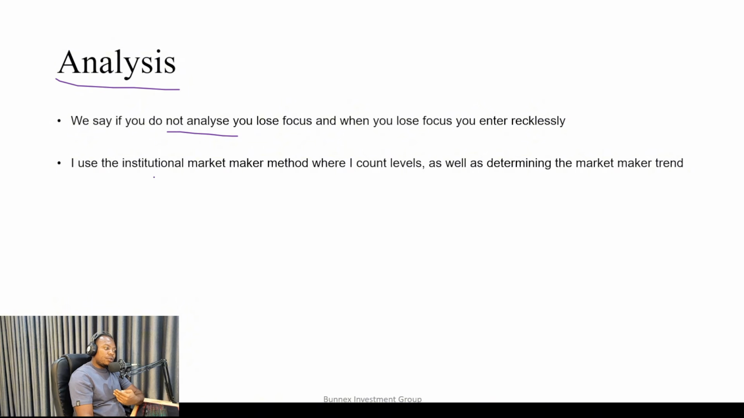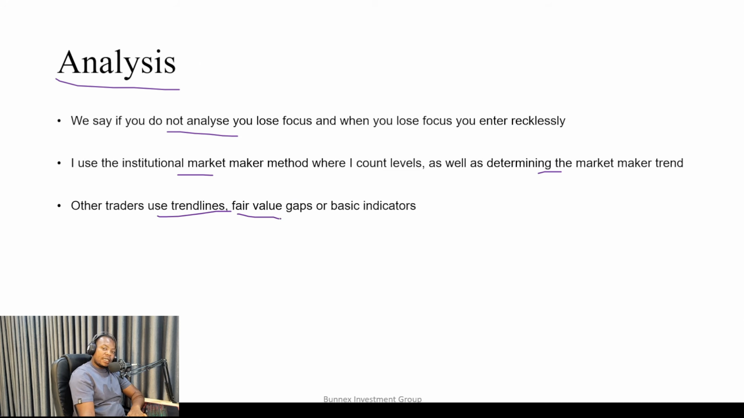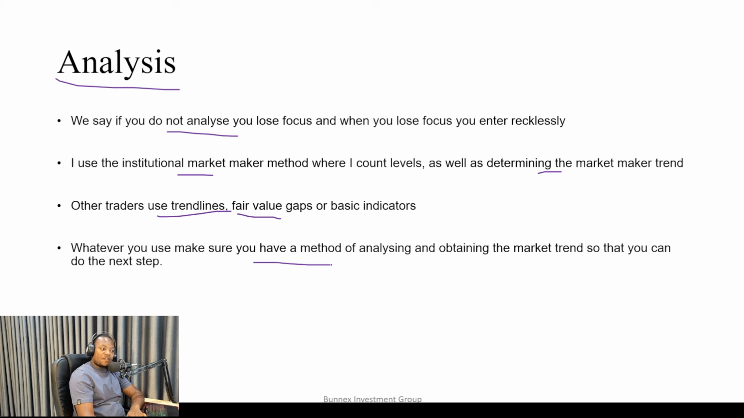In my opinion, I use the institutional market maker method, where I count levels as well as determine the market maker trend. Institutional market maker method is the only trading methodology that I've seen to be much more efficient than a lot of trading methods out there. Other traders use trend lines, fair value gaps. Like right now, there is a lot being talked about on fair value gaps, or basically they use the basic default indicators. Whatever you use, make sure you have a method of analyzing and obtaining the market trend so that you can do the next step.